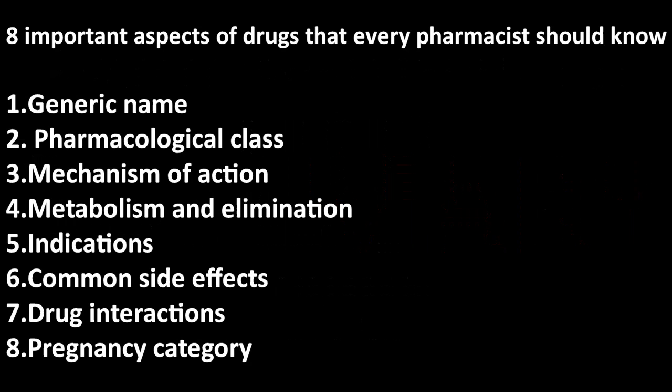Now to summarize the 8 important aspects of drugs that a pharmacist should know. Our first important aspect of any drug was generic name. The second aspect was pharmacological class or group. The third one was mechanism of action. Fourth one, metabolism and elimination. Fifth one, indications. The sixth one, common side effects or adverse effects. Then the seventh one is interactions, which includes drug-drug interactions, drug-food interactions, and drug-disease interactions. And the last one is pregnancy category, that is use in pregnancy.